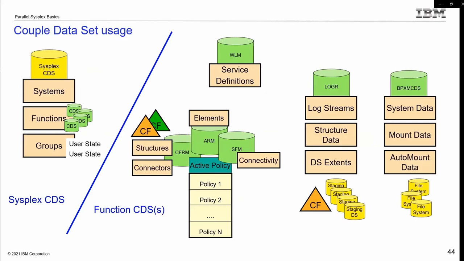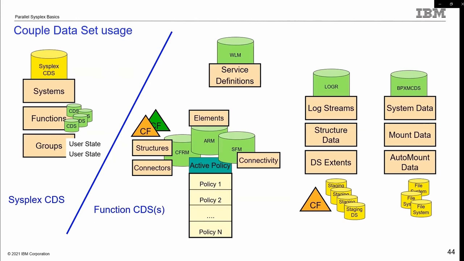You can also have something called Automatic Restart Manager. It has its own couple data set to be able to restart various system tasks or user tasks that are on the system. And you also have something called Sysplex Failure Manager, which we talked about before, which helps to maintain the Sysplex running optimally. And if one system is sick, we can partition that guy out of the Sysplex quickly.